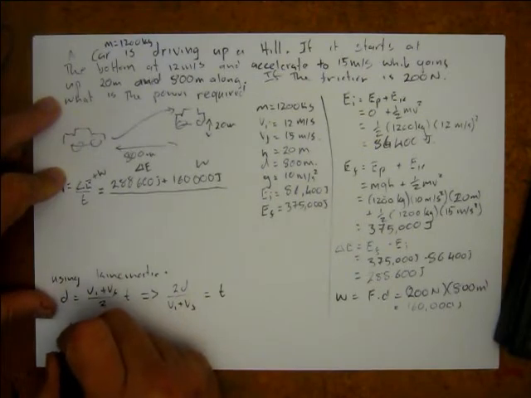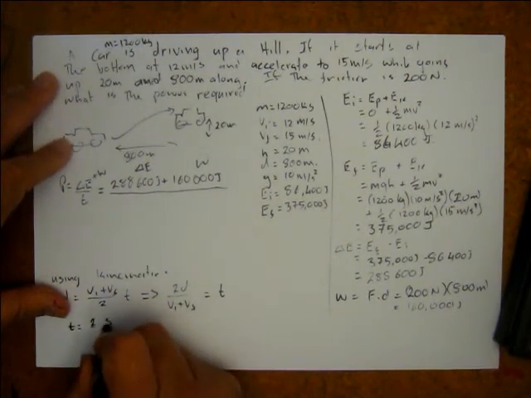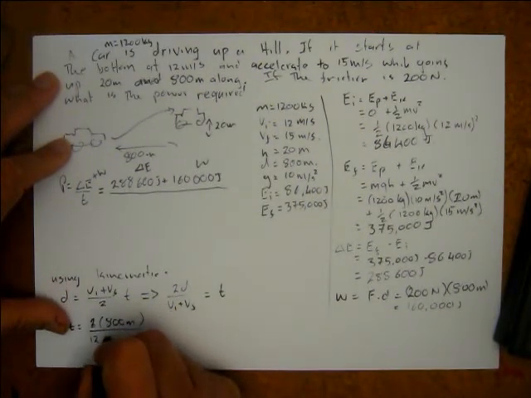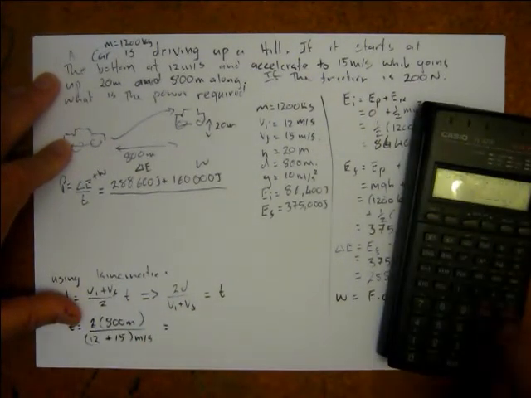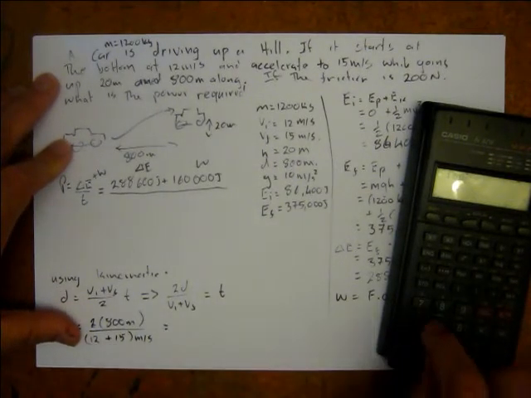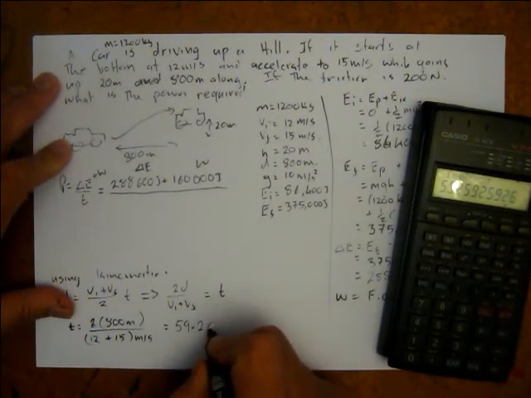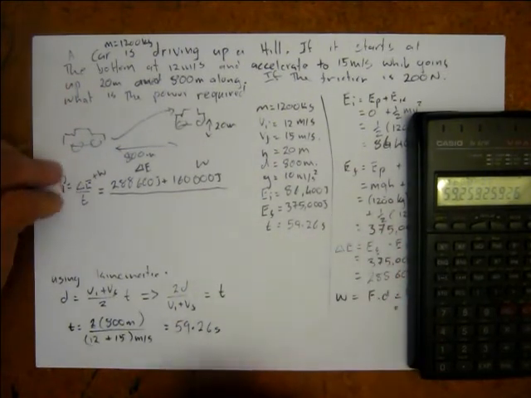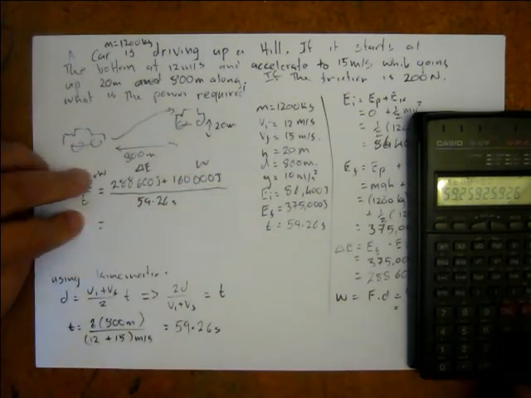So T is equal to twice the distance, 800 meters, divided by 12 plus 15 meters per second, which equals 1600 divided by 27, which equals 59.26 seconds. T equals 59.26 seconds.